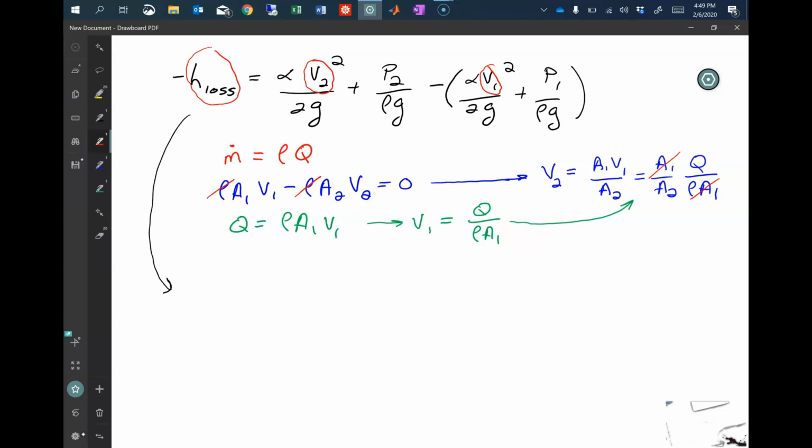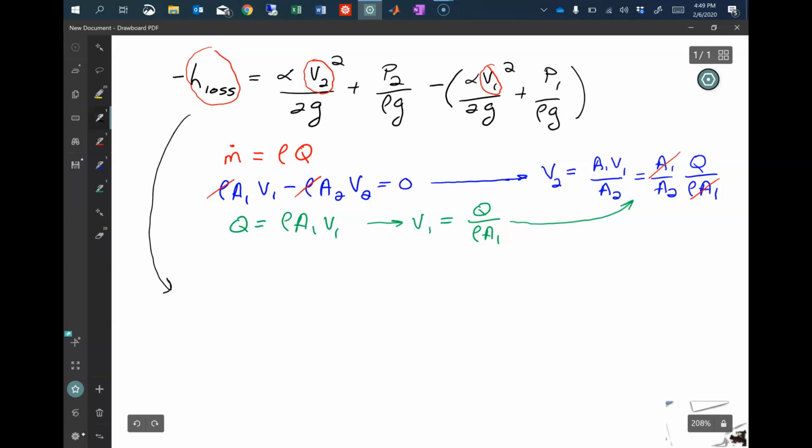Then I take the green guy and I plug in what I know for V1. So then you get A1 over A2, and then Q over rho A1. The A1s cancel. You see I canceled those in red. Okay, so now I've used the green one, I've used the blue one, so I have formulas for the two velocities. All I'm going to do is take those two velocities and put them into the top equation. So here we go.